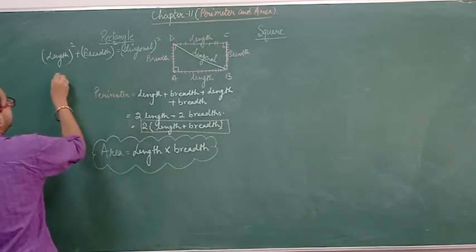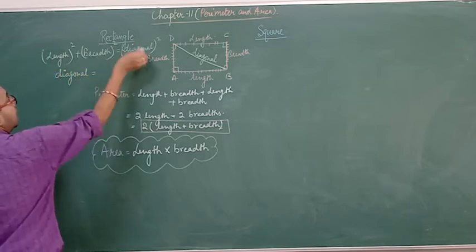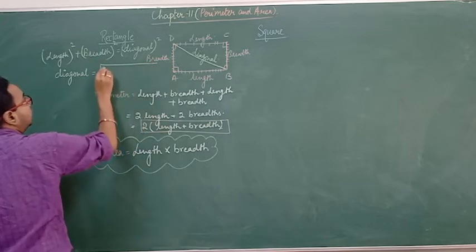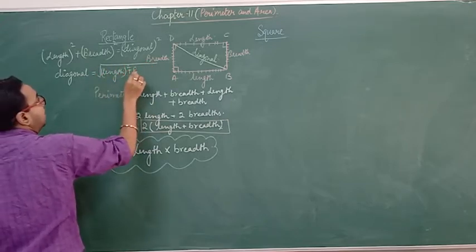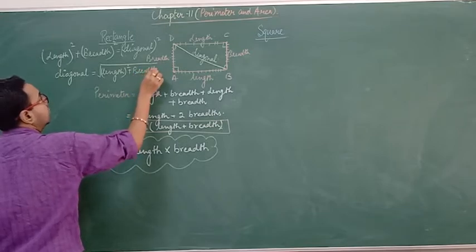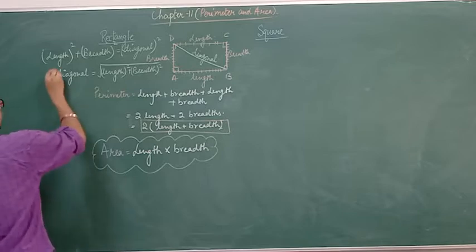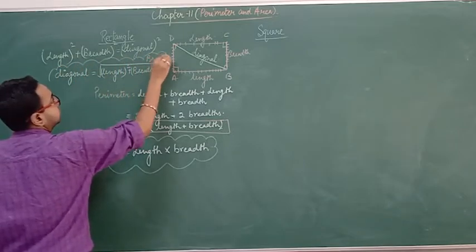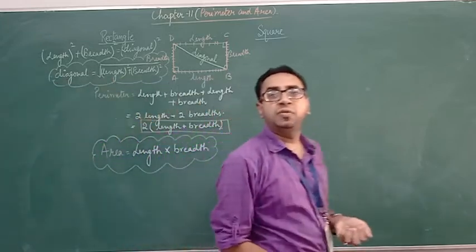So what is the formula of diagonal? Diagonal is equal to what? Here it is square, there it will be under root. So the formula of diagonal is the square root of length square plus breadth square. We call it under root. Hence, this is the formula of diagonal. Are we clear? Any doubt with the formulas?